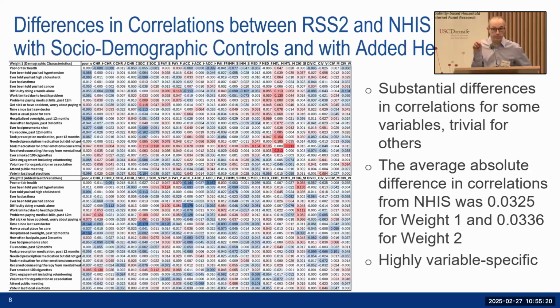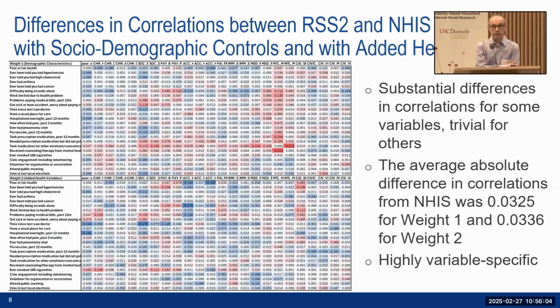I don't expect you to read the numbers, and that's why I created a heat map, right? So red is the positive, blue is the negative. What's more important is, what are these? So these are 2 correlation matrices. The first one is using weight 1. The second one is using the augmented weight 2 that uses the Y variables. These are the differences between the correlation matrix for NHIS from the Health Interview Survey and the correlation matrix from RSS2, right? So this is how different the correlations are between the benchmark survey and the RSS panel after we've done all the adjustment.